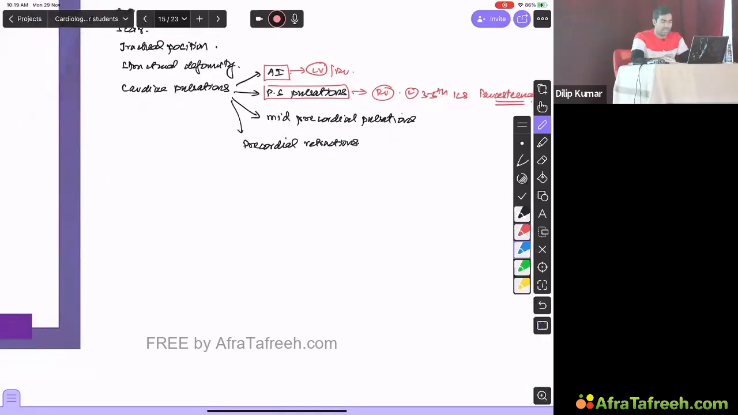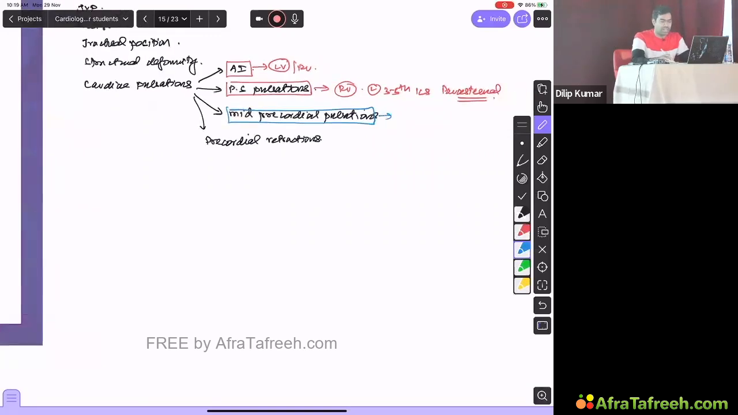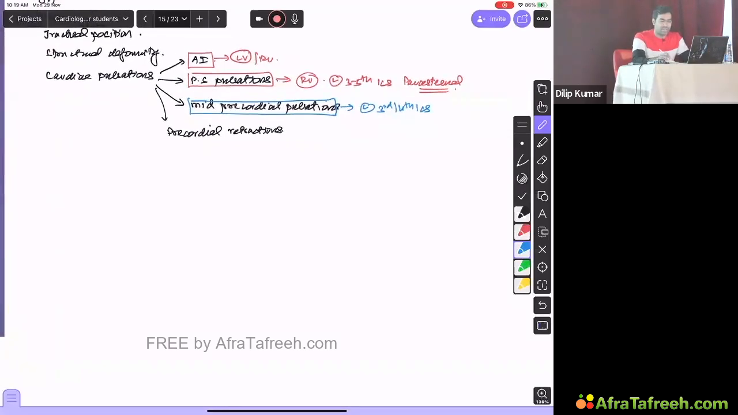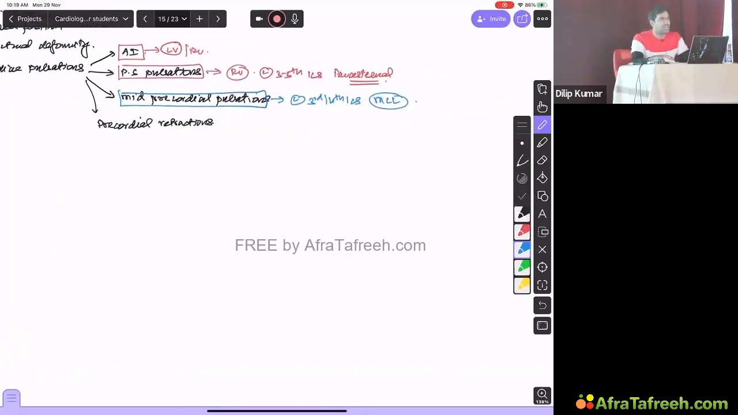Then what are the conditions that produce mid-precordial pulsations? Typically, you will see them in the left third and fourth intercostal space, but in the mid-clavicular line. That is called mid-precordial pulsations. This is usually due to LV aneurysm or aneurysmal dilatation of the left ventricle. Mid-precordial pulsations have been described in LV aneurysm.